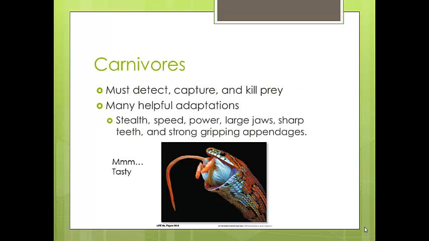Carnivores have several adaptations that make them really cool and assist them in detecting, capturing, and killing prey. Among these adaptations are stealth, speed, power, large jaws, sharp teeth, and strong gripping appendages. Nom, nom, nom. Underline sharp teeth.